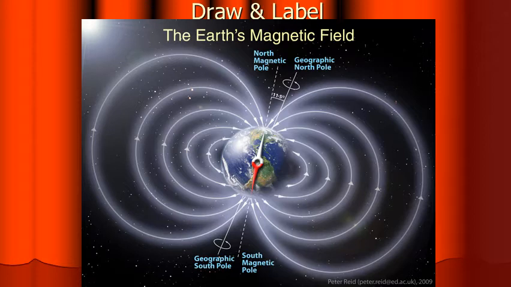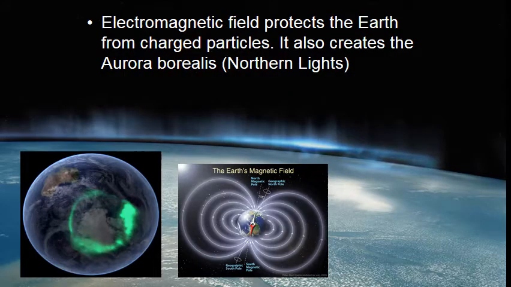Notice that we have a magnetic North Pole and a geographic North Pole, which are different because the magnetic pole of the Earth kind of moves a little bit, but we don't move the geographic North Pole. We kind of keep that in the same place. So the electromagnetic field protects the Earth from charged particles, and it also creates the aurora borealis, or northern lights. And these are some really beautiful things to look at. So let's take a look at them.